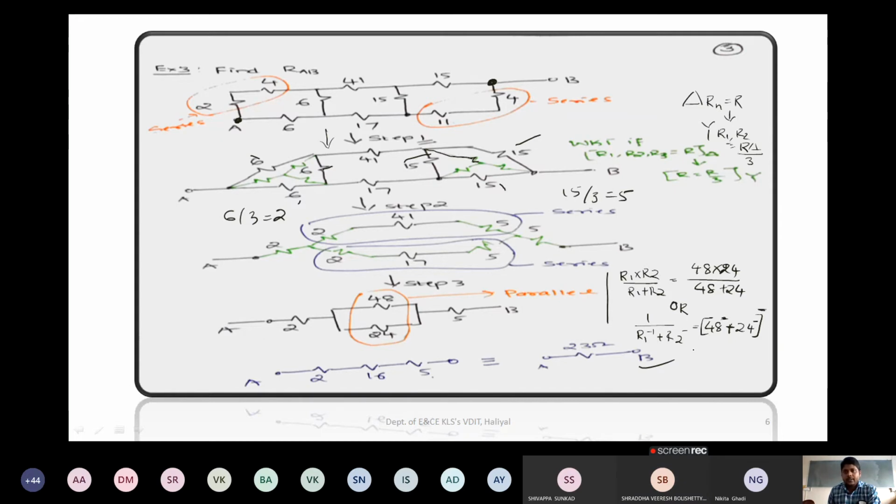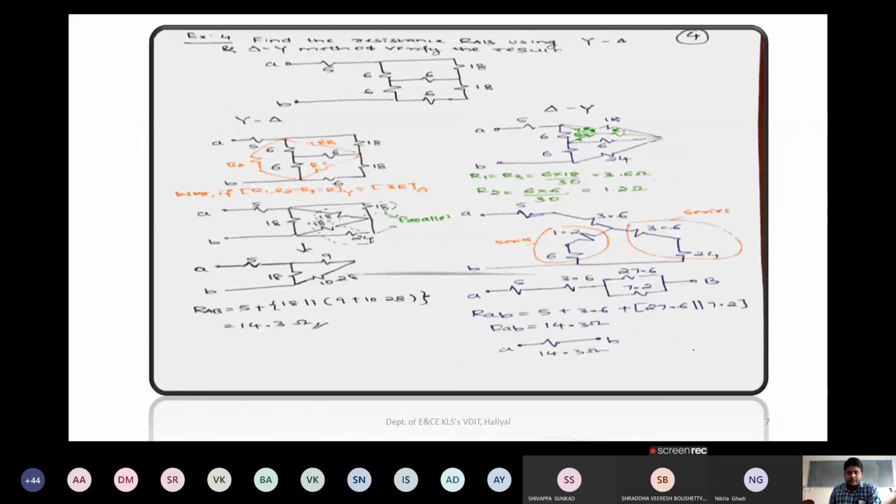So we'll go to the next and last example in this star to delta transformation or delta to star. This last example is very interesting. I have given the same problem. Now we will see one problem where it has been asked to find the resistance between RAB using the star to delta as well as the delta to star method and verify the result. If you carry out both methodologies, you can verify whether the result will be the same or not.